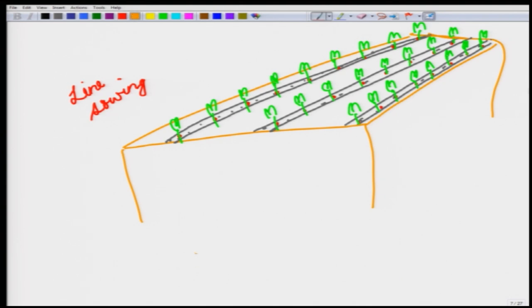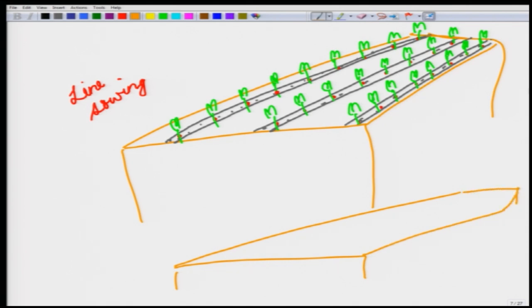Whereas, in the case of broadcasting, if you consider this bed, it is possible that you have a greater concentration of seeds here and a lesser concentration of seeds elsewhere. So, in this case, when the plants germinate, you will have a very high density here, because of which your plants will not be able to grow properly. Whereas, you will have very low density in the other areas, in which case we can say that we are not fully utilizing the bed. So, line sowing is able to overcome this issue.